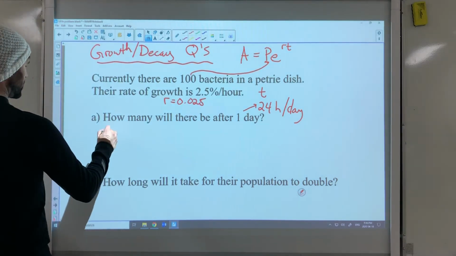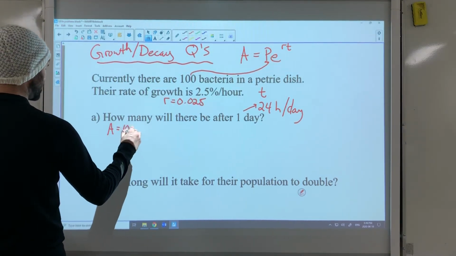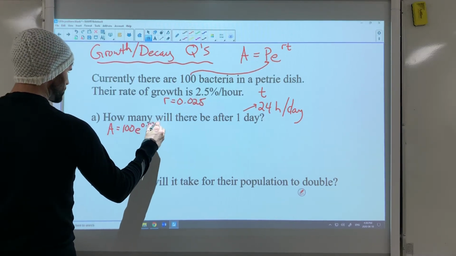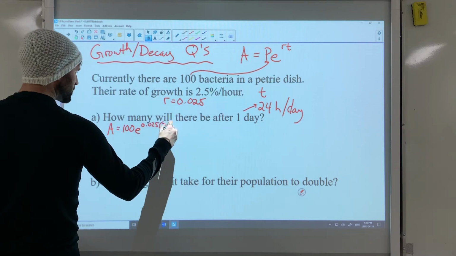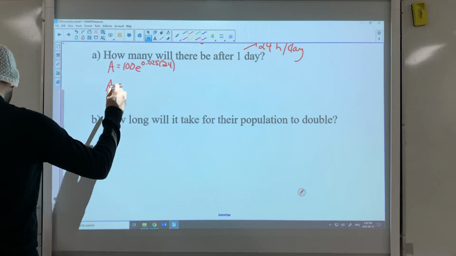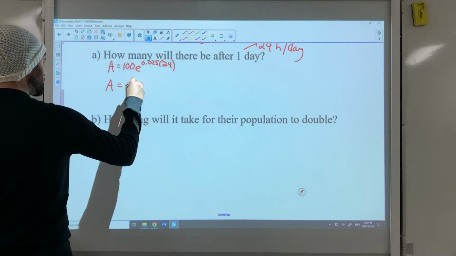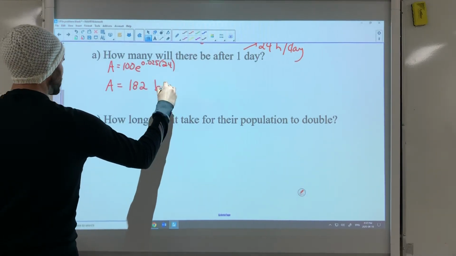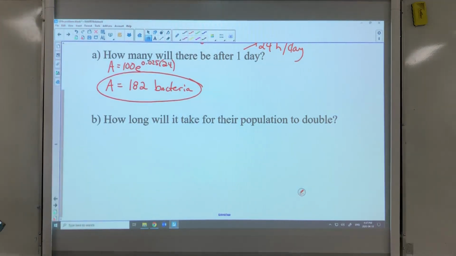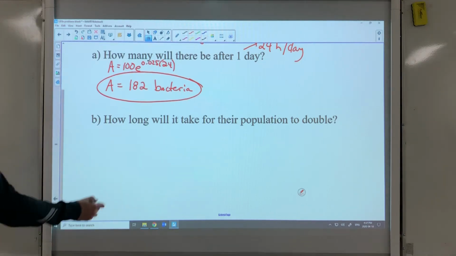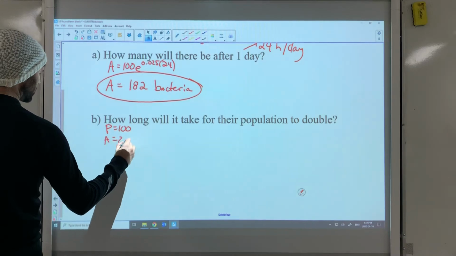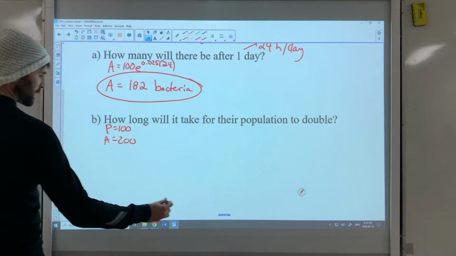So how many will be there in a day? Well, A equals 100 times e raised to the power of r, which is 0.025, times t, which is 24. Now you pop that in on your calculator however you like, and you're going to get 182 bacteria. Excellent. How long will it take the population to double? Well, if the original population is 100, then the final population will be 200, and everything else stays the same.